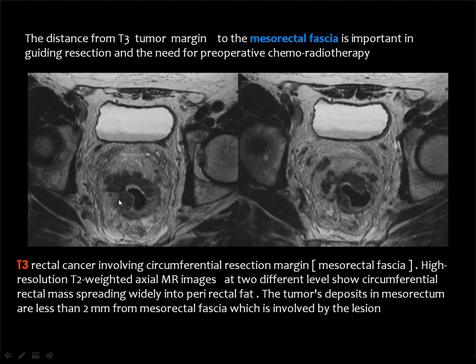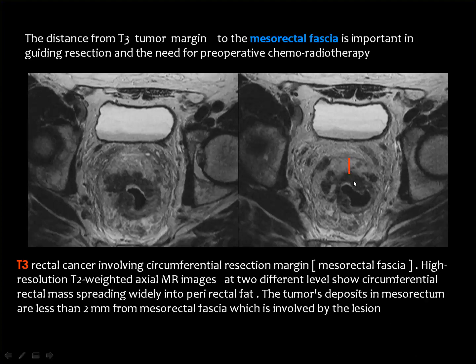Then here you see an extensive tumor in the rectum with stranding of the fat. I will explain the issue of fat stranding in this section, and you can see multiple mesorectal lymph nodes, and you see a tumor invading the mesorectal fascia. Then if the tumor has invaded the mesorectal fascia, you consider a T3 tumor, as I will explain.